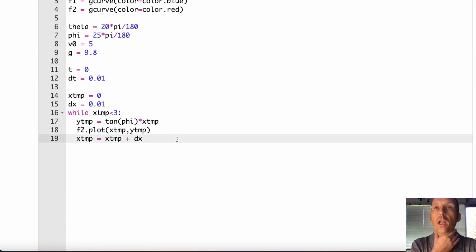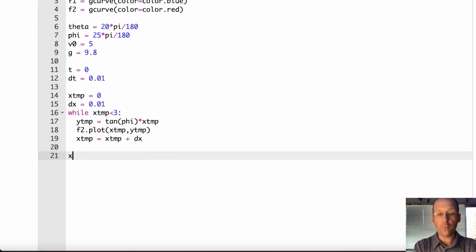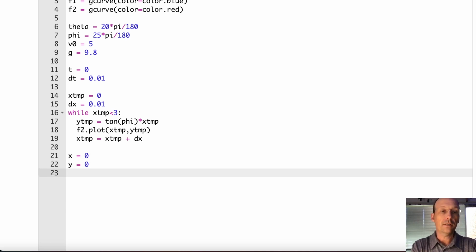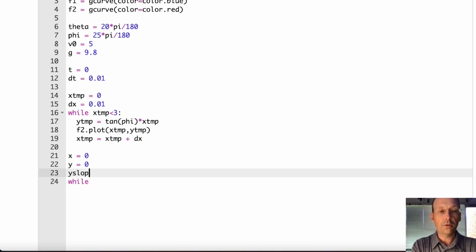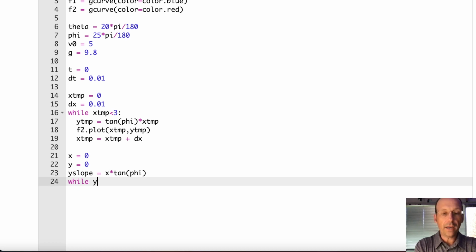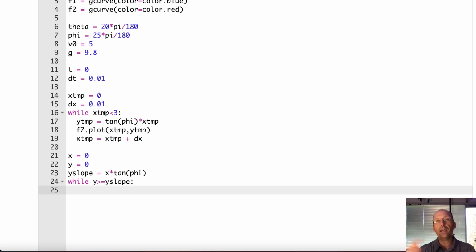Okay. So what I want to do now, I'm thinking about my next loop for my time. I want to start with x equals 0, y equals 0, t I already have. And what I could do is something like this. While, let's see, is it going to be greater than? Let's do this. Y slope equals x times tangent of phi. That's the equation of my line. So while y is greater than or equal to the y value of the slope, then do the following. And so that way I can go by just the y value instead of having to calculate the tangent each time.